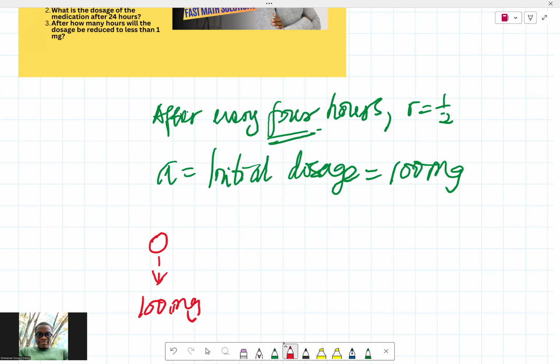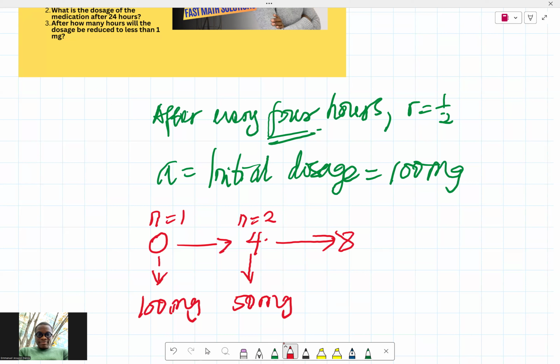Then after 4 hours, we have 50 milligram. It's better to say this is N equals 1, and here N is equal to 2. So we know that the next one is 8 hours, so that will be where N is equal to 3. I think that's more like the idea we need there.